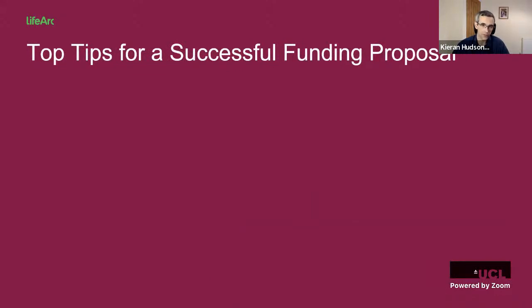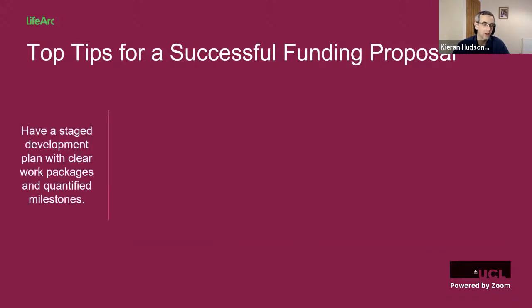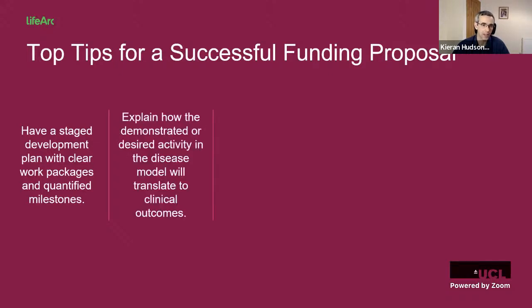Just my final slide, a few top tips for translational funding and maybe differences to other funding applications you're used to. You'll typically need a stage development plan, clear work packages, and quantified milestones that you'll achieve so that funding can be gated. As these are big grants, they tend to be tied to achieving certain milestones. If you plan early that's how your research will be set out, that will make it a lot easier to get a good application in.